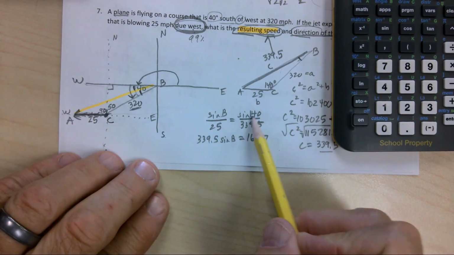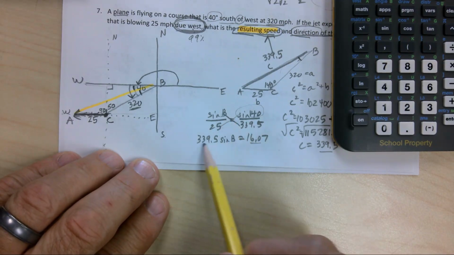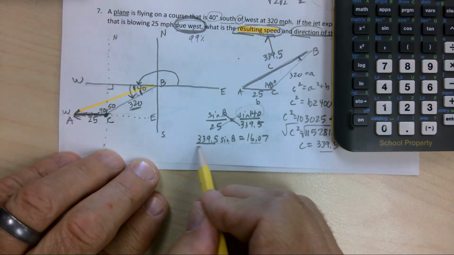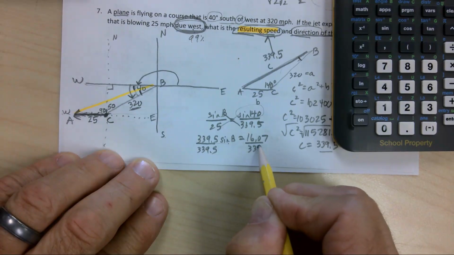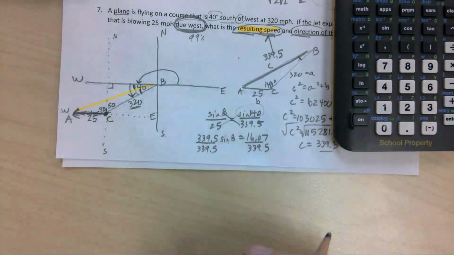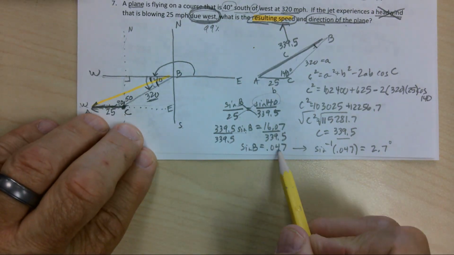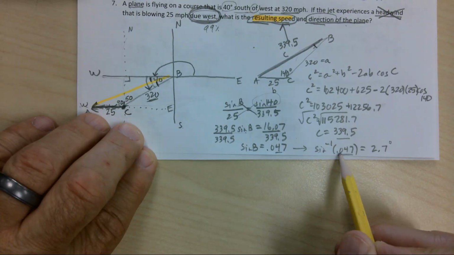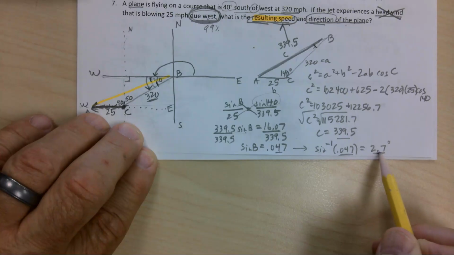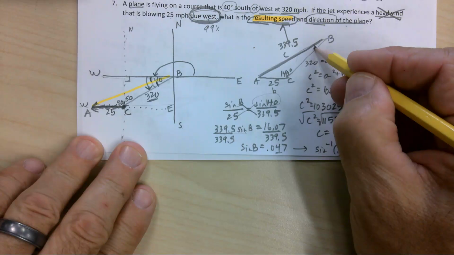All right, so I looked this up and cross-multiplied and got this. Now I'm going to divide both sides by 339.5. Okay, so divided that, got this. So then I took the inverse sine of 0.047. The calculator spit out 2.7 degrees. So that little sliver right up here is 2.7.